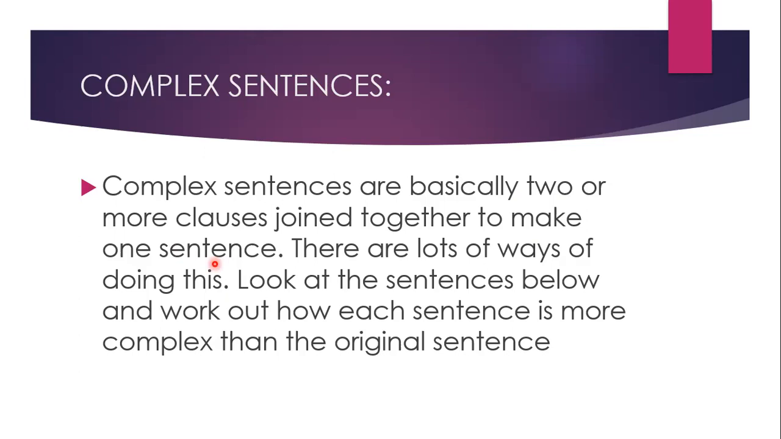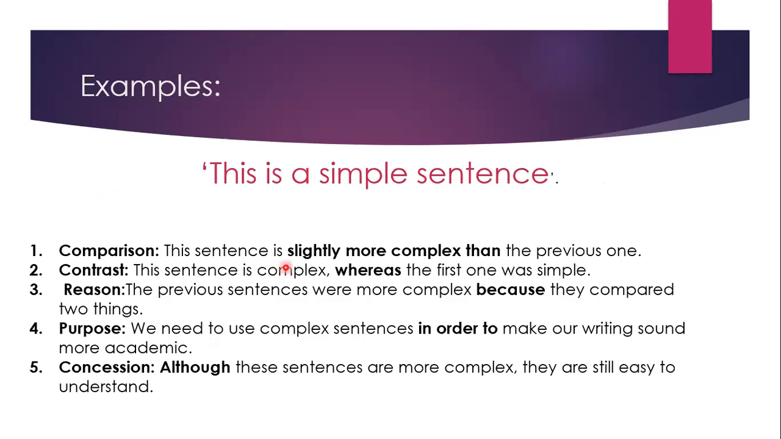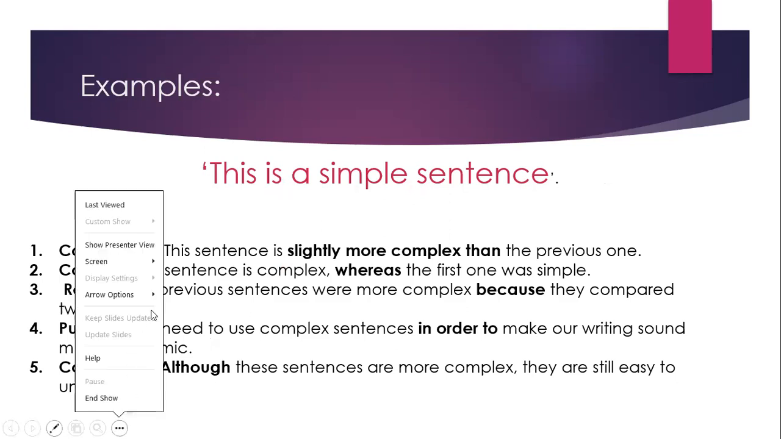Like, Sarah is sleeping in the couch. Sleeping is the verb, and in the couch, where she is sleeping, that is the predicate. So there are basically two or more clauses joined together to make one sentence. There are a lot of ways of doing this. So we will look into the sentences which actually work like complex sentences, which don't look complex, but they are. For example, this is a simple sentence.